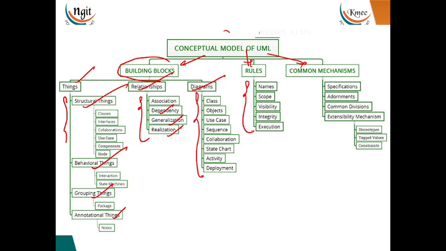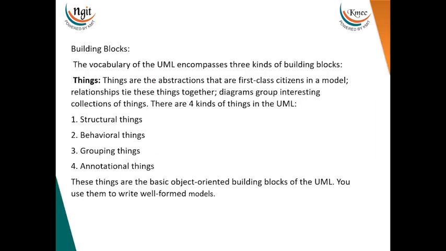Then what are the rules? How do you define all those things? This one, this, and this. Then there are common mechanisms. How do you specify, and how do you make things extensible? What are stereotypes, tagged values, constraints, and everything. These are the basic building blocks of UML.